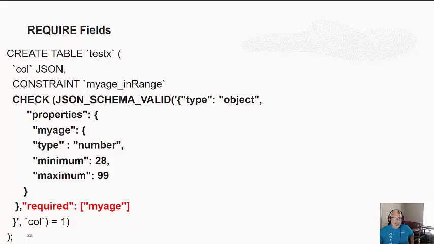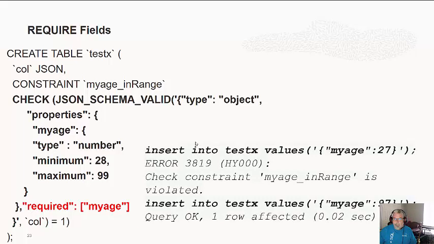Now, in this case, we're going to run the check using the function JSON schema valid. And there again is our exemplar document embedded in the definition of the table. And if the check doesn't return 1, the constraint fails. So we try to insert some data. In the first one, insert into the table values myAge 27, and the constraint myAge is violated. Why? Well, once again, it's under the minimum. Now, if we try to give it a valid value, insert into text values myAge 97, and it goes.